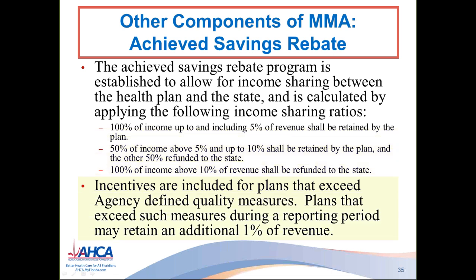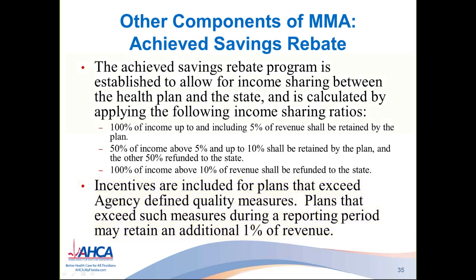Incentives are included for plans that exceed agency-defined quality measures. Plans that exceed such measures during a reporting period may retain an additional 1% of revenue. This is to ensure that managed care plans are not just cutting services to generate revenue, but that the quality measures are being met so that we can see quality outcomes, and it's demonstrated that the services are being provided and that quality of care is high and that recipients are receiving the care that they need.